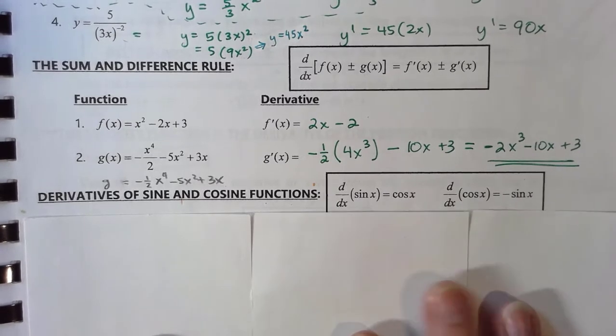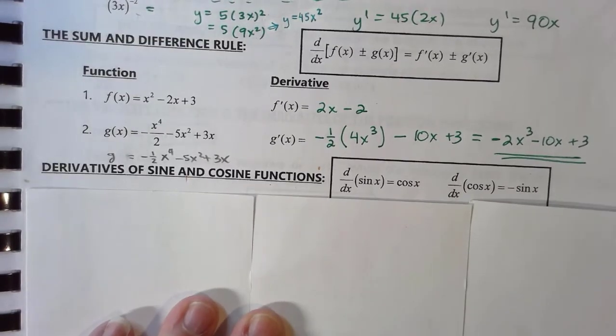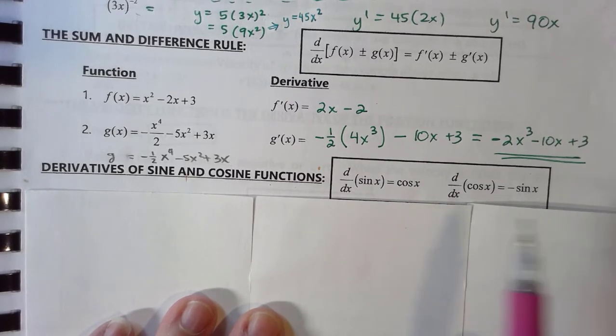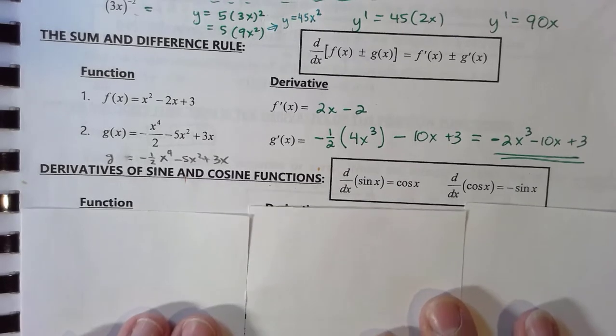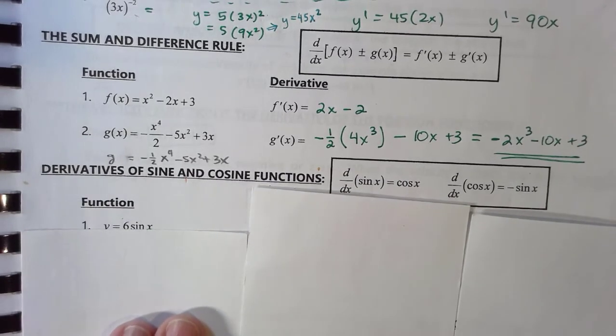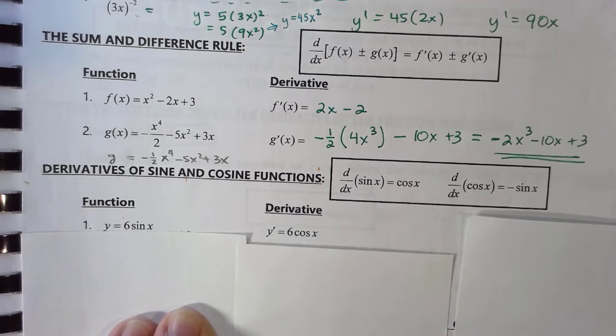Derivative of sine and cosine. In class, we're going to look at this. It's rather neat, but the derivative of the sine function is the cosine function. The derivative of the cosine function is the negative of sine. So if we look at y equals 6 sine of x, the derivative will be 6 times the derivative of sine, which is cosine.